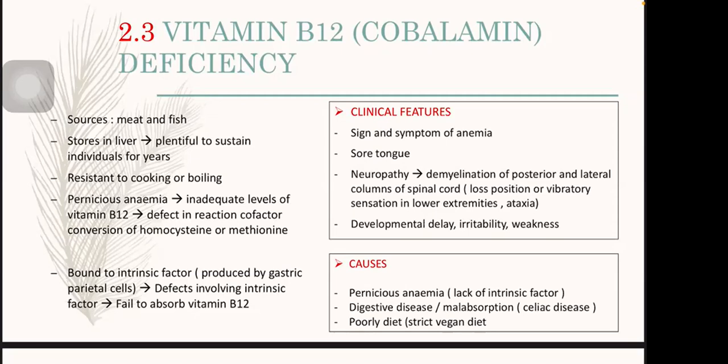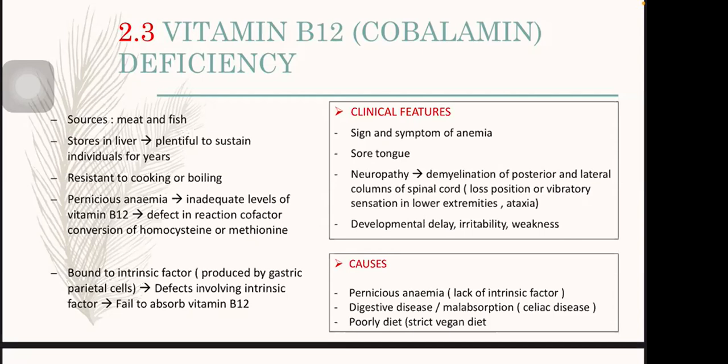Basically, vitamin B12 comes mainly from meat and fish, and it is stored in the liver. It is quite plentiful, enough to be sustained for years. Different from folic acid, it is resistant to cooking or boiling.